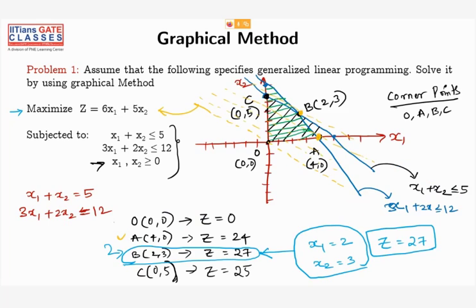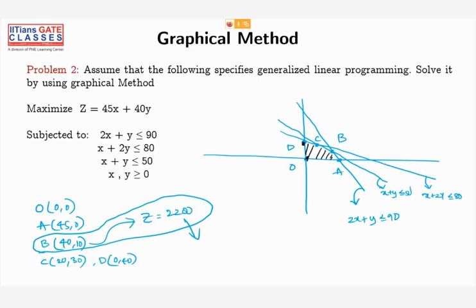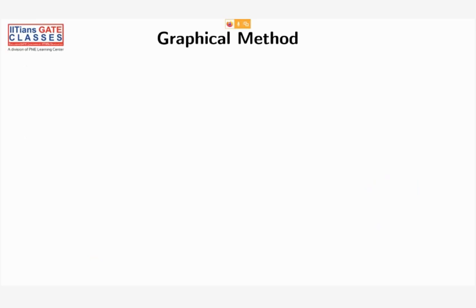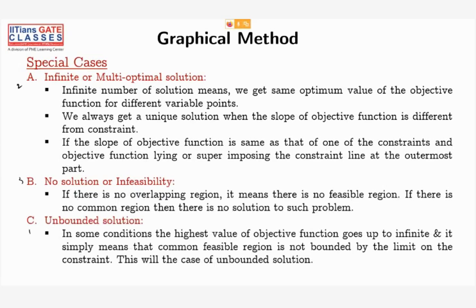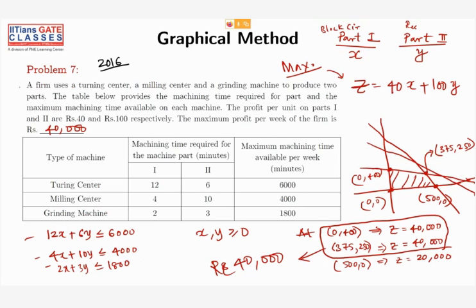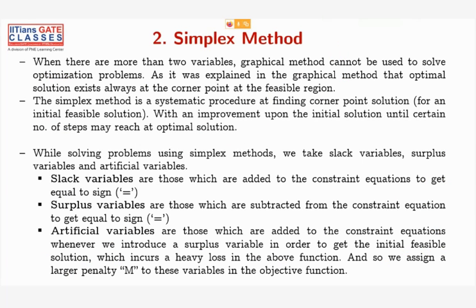Solution with the graphical methods, and then we discussed some special cases also. Those have been clearly mentioned: infinite and multiple optimal solutions, no solution or infeasibility, or unbounded solutions. So you know which solution is going to occur when, and of course we solved one previous year GATE problem. So continuing the graphical methods, we have to go to another method that is called the simplex method.